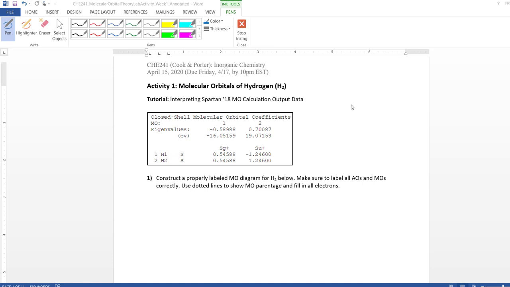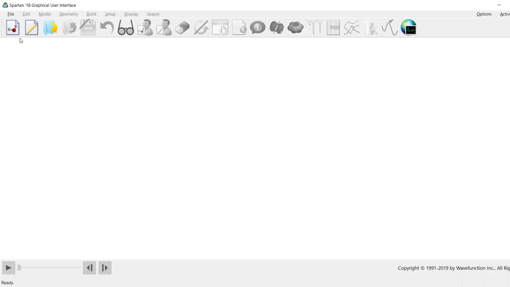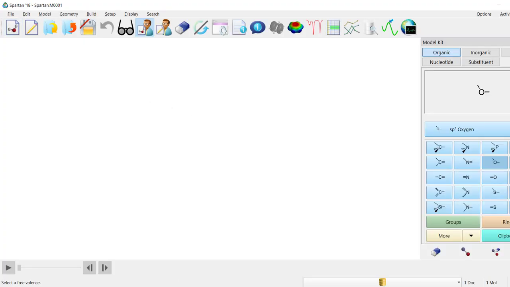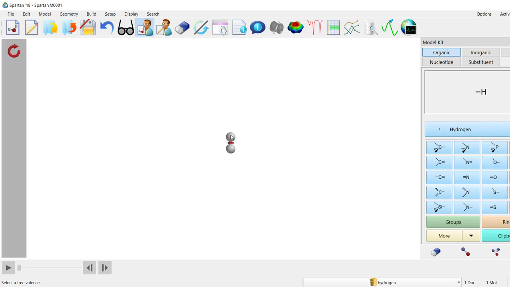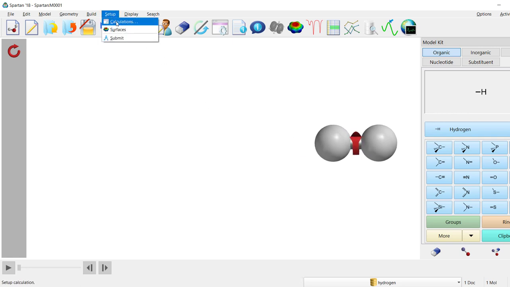So the first thing I'm going to do is show you an example of really just the simplest molecular orbital we can build, which is for dihydrogen, right? Just hydrogen gas. I'm going to open up my Spartan and start a new molecule. This one's really trivial. I'm going to select my hydrogen, add another one, and boom, there is H2. I'm going to move it over here. I like to see it more horizontally, so we'll move it that way. And I'm going to set up a calculation.